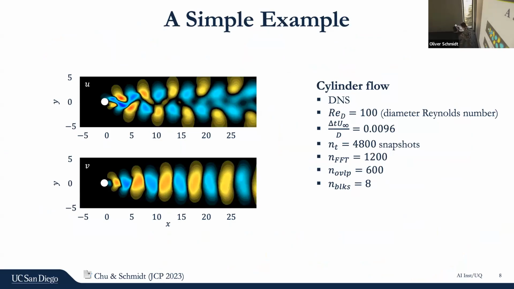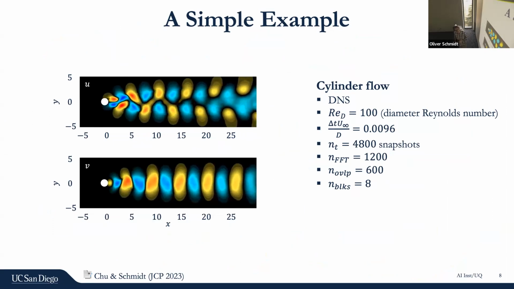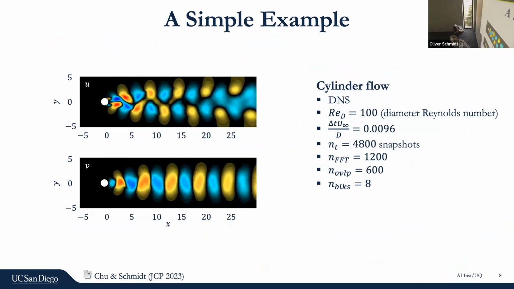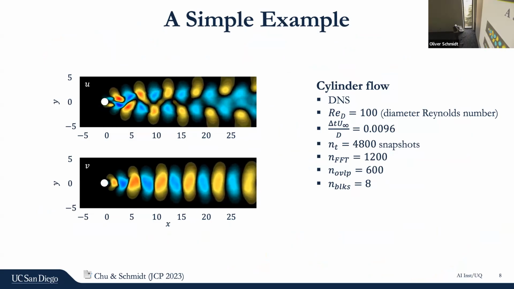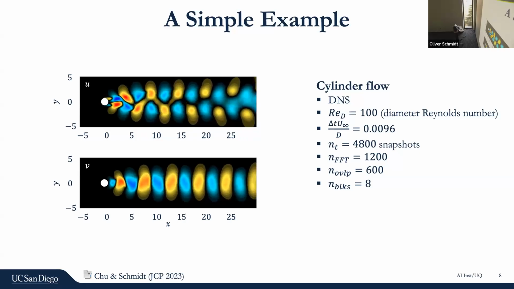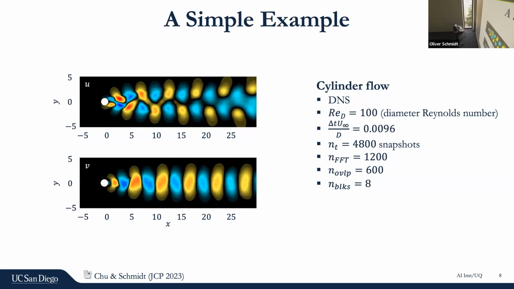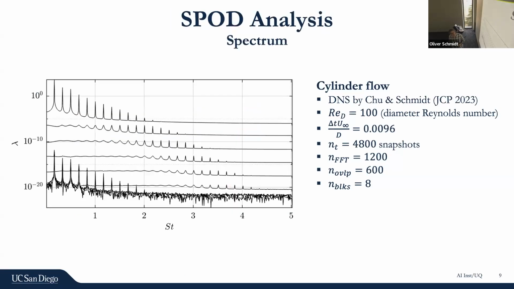So that's how it works. Here's a simple example. Classical cylinder flow, low Reynolds number, 100. Parameters are not that important. What's important? Well, we recorded 4,800 snapshots here, and we're going to chop this into 8 blocks with some overlap. Now we're going to compute the SPOD, and that gives us 2 main results. It gives us a spectrum, and it gives us modes.